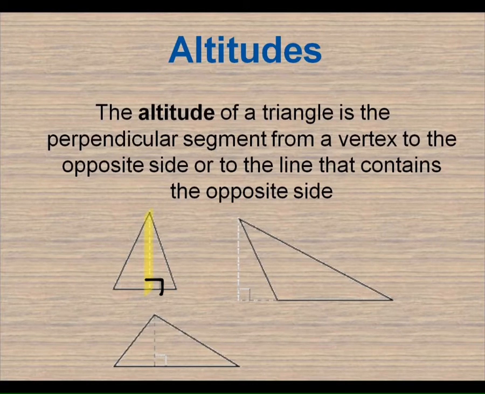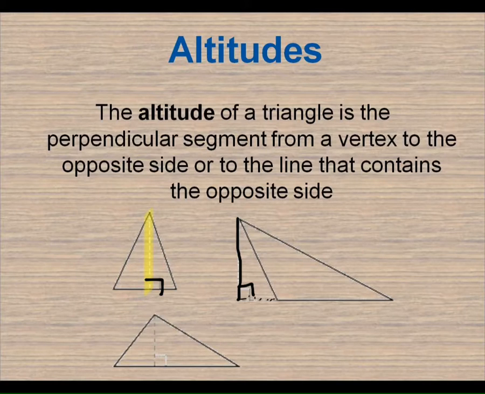This is the last one here, the altitude. In this case, there's no way you could go from the vertex to the opposite side here and meet it at 90 degrees. So if that's the case, you go from the vertex to this line extended at 90 degrees. So it's kind of like a dot there.